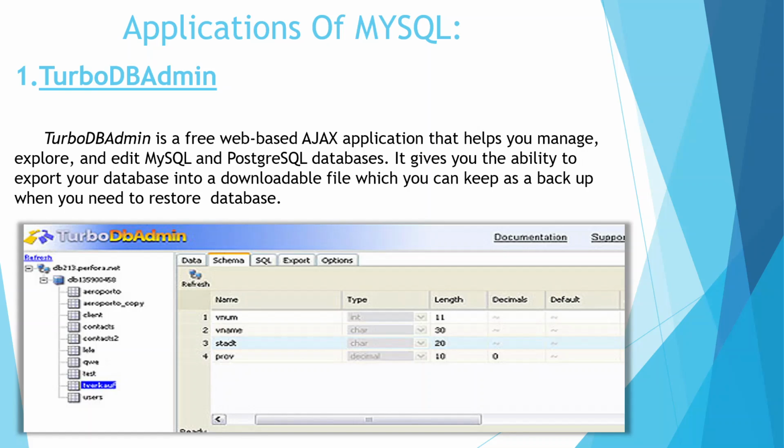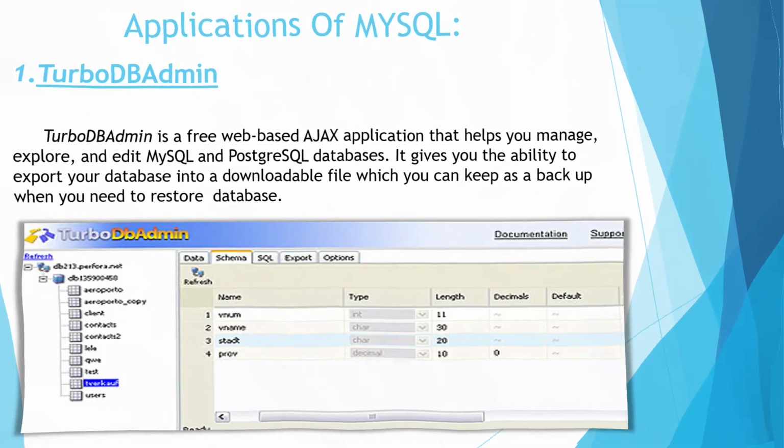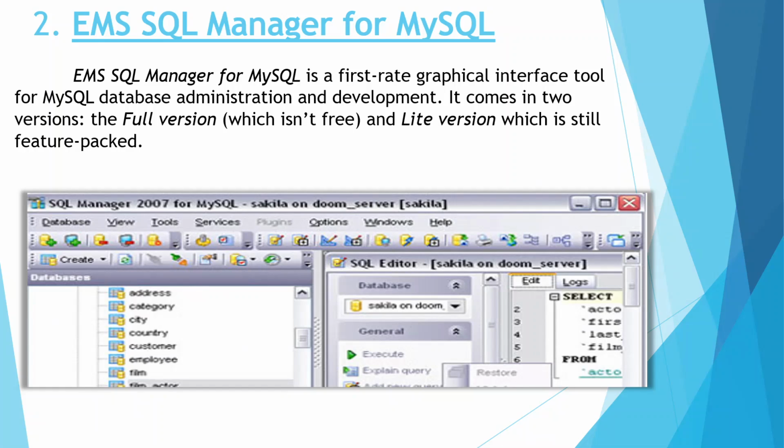That is, you can actually export the database into downloadable files which you can keep as a backup when you need to restore the database. And the second application of MySQL is EMS SQL Manager for MySQL. EMS SQL Manager for MySQL is a first-rate graphical interface tool for MySQL database administration as well as development. EMS SQL Manager for MySQL comes in two versions. The first one is a full version which is not free. That is, you have to pay some amount for that, but that is very low cost. And the second one is the light version, but the light version is not up to the mark. That is, there are not many features in the light version when compared to the full version.